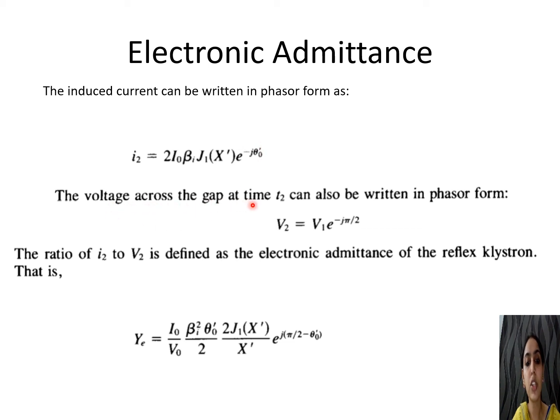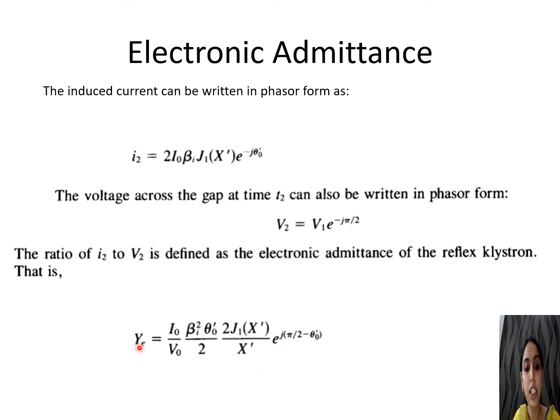Also, the voltage across the gap at time t2 is written in phasor form as V2 equal to V1 e raised to minus j pi by 2. Now when we write the ratio of I2 to V2, we make a replacement: the value for voltage V1 is written in terms of the bunching parameter X dash of the reflex klystron. So we get the final expression for the electronic admittance of the reflex klystron in phasor form.